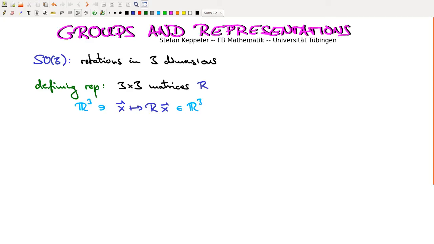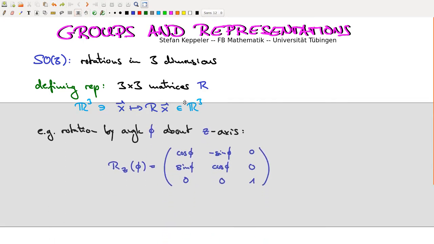SO3 is the group of rotations in 3 dimensions. So the defining representation would be in terms of 3 by 3 matrices. Let's call them R. So orthogonal 3 by 3 matrices with unit determinant actually, which we think of as acting on vectors in R3, just multiplying them, transforming them to some Rx. Okay, so what would such an R look like?